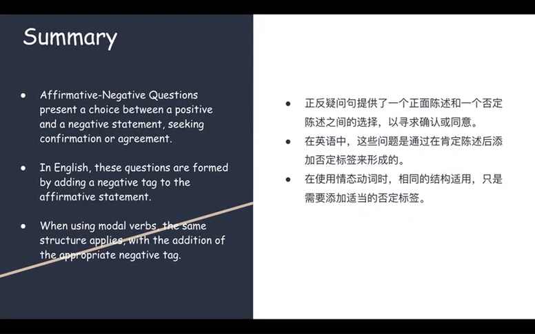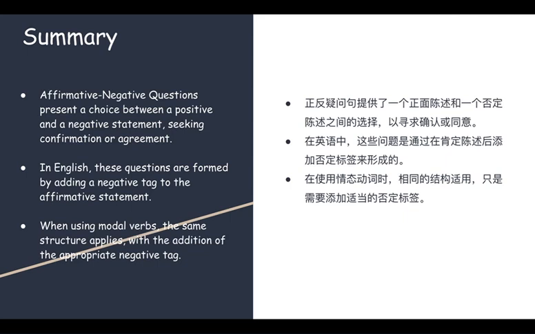Finally, let's summarize what we have learned so far about affirmative negative questions. Affirmative negative questions present a choice between a positive and a negative statement, seeking confirmation or agreement. In English, these questions are formed by adding a negative tag to the affirmative statement. When using modal verbs, the same structure applies with the addition of the appropriate negative tag. By understanding the structure and the usage of affirmative negative questions, we can effectively communicate and seek clarification in English.